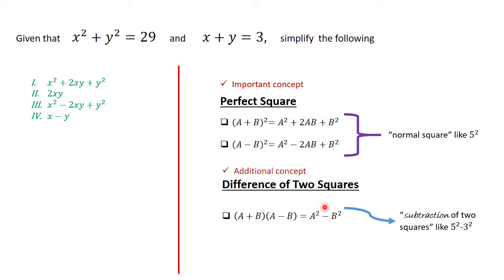We are given x squared plus y squared is 29 and x plus y is equal to 3. We put that in mind, and with that in mind, we do question Roman 1. x squared plus 2xy plus y squared. We are told to simplify that. Now, it's important to notice that x squared plus 2xy plus y squared is the expanded form of the perfect square x plus y. That's the first case of the perfect square we've seen in the previous case.